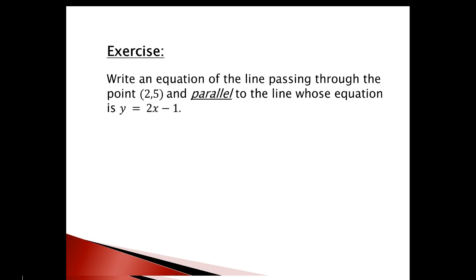Now this is an exercise for you. You need to write an equation of the line passing through the point (2, 5) and parallel to the line whose equation is y = 2x - 1. To find the equation of a parallel line, you can use the previous method. By using this equation, you can find the slope of the parallel line, and also we have one point on that line. By using that information, we can write the equation of that parallel line.